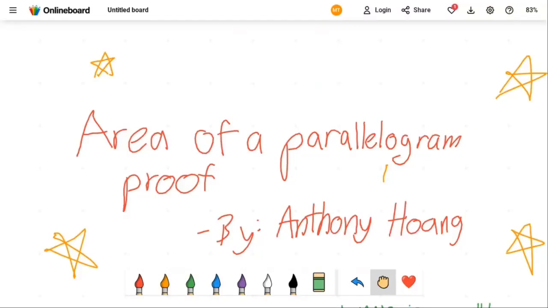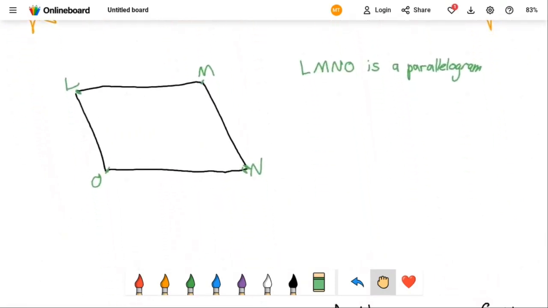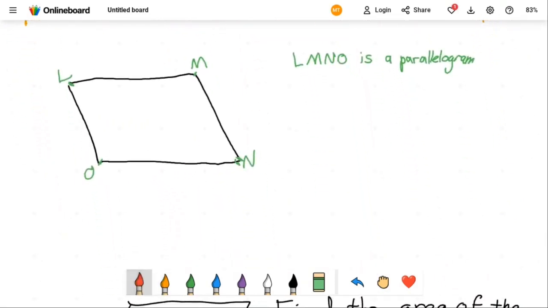Okay, so today I'm gonna prove the formula for the area of a parallelogram. So here we have a parallelogram, and by definition, both pairs of sides of a parallelogram are going to be parallel and congruent. So then what we get is this, and after we split it into two triangles along the diagonal of this parallelogram, we get a third side and then two triangles, right?